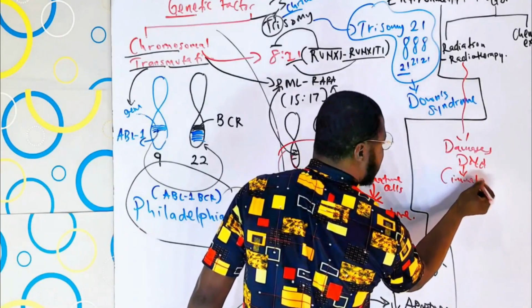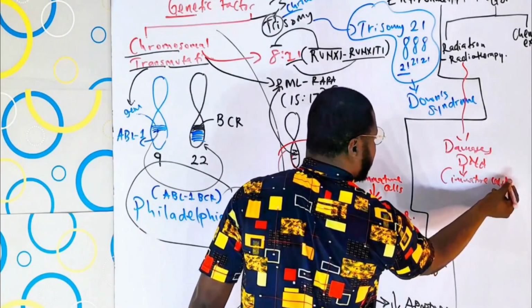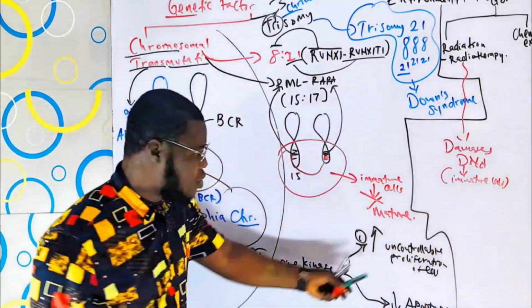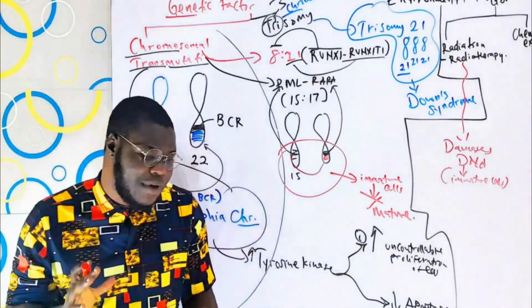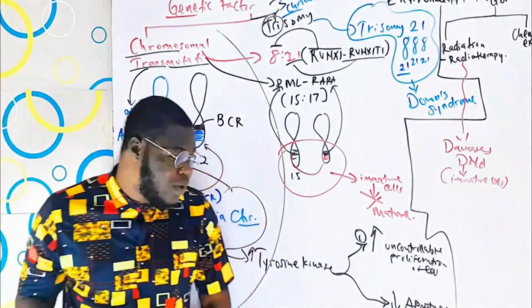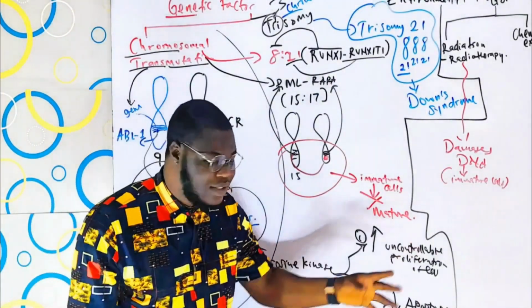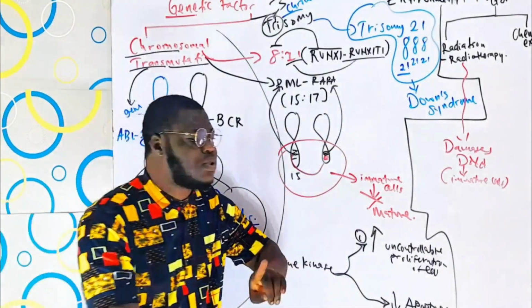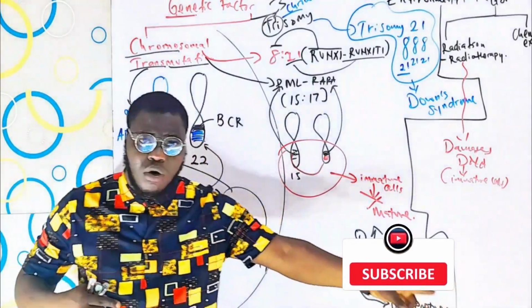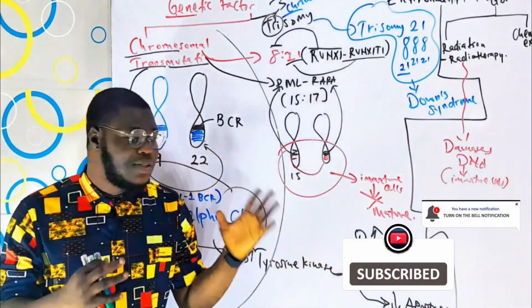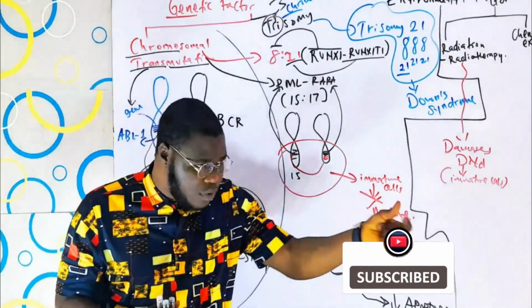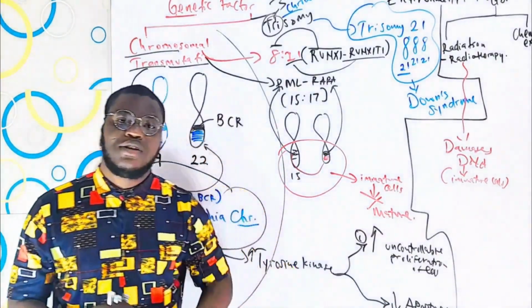Immature cells. But not only that, it can actually cause uncontrolled proliferation as well. The effect of an external factor on the gene will determine whether it is just damaging the DNA to prevent the production of mature cells, or whether it is actually damaging it to initiate the production of more cells. You understand this concept very well in oncology.